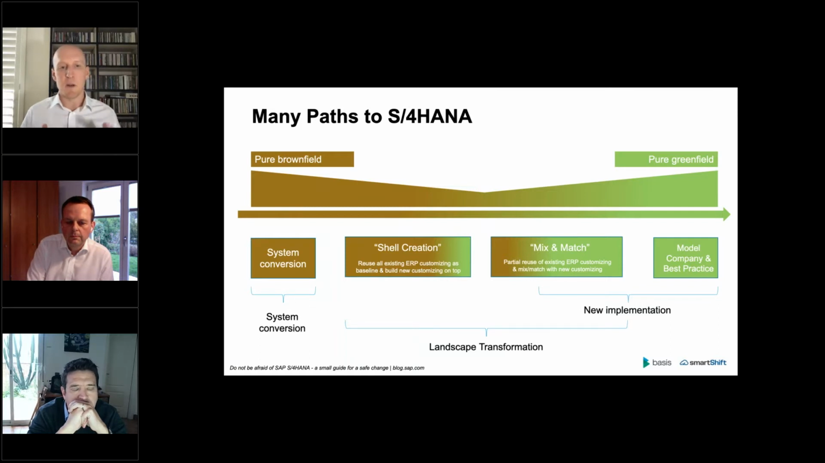And David, as you mentioned, I know you've got plenty of personal experience around this area. How do you see the pros and cons of these various different approaches and how companies might attack this S4 transformation?